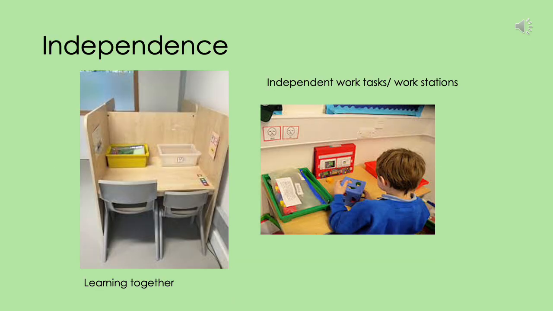I spoke a little bit about independence earlier, and I said I would talk about it more now. So here are a couple of photos of work tables or workstations. And these are a way for children to learn to be independent. And you can see in this photo of this little boy, he has a green start tray and he has a red finish tray.